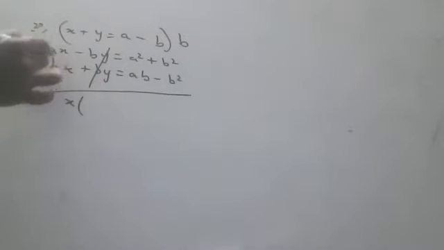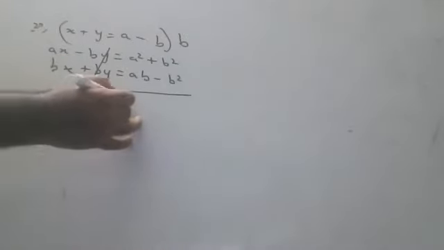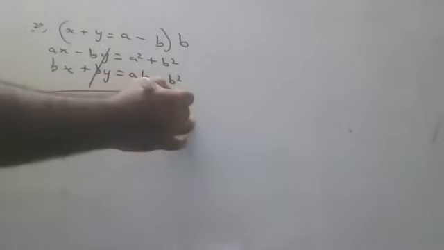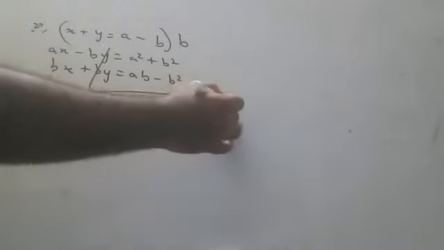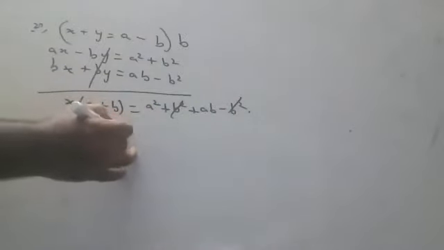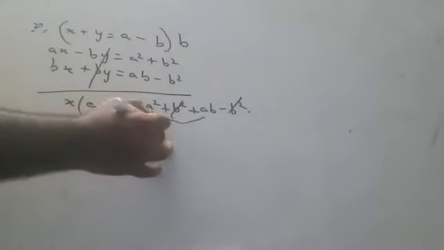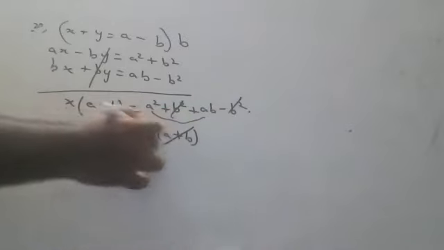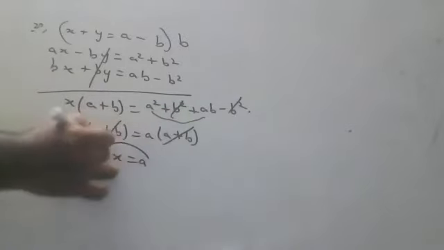X you take common. A plus B, children. A square plus B square plus AB minus B square. Plus B square minus B square cancel. X into A plus B. In this both, if I take A common, A plus B, A plus B cancel. X is equal to A.